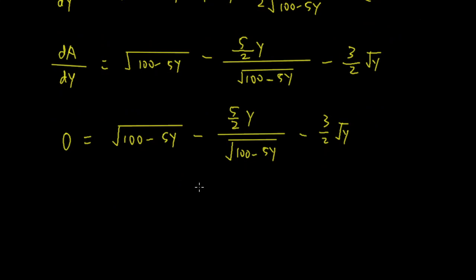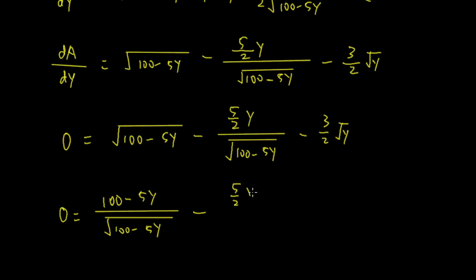Okay. The next thing we want to do is maybe find the common denominator of all these terms and then just group them together, right? And of course, when you multiply the square root of 100 minus 5y by square root of 100 minus 5y over square root of 100 minus 5y, you get 100 minus 5y divided by square root of 100 minus 5y. So that is the same as this. Okay, minus 5 over 2y.